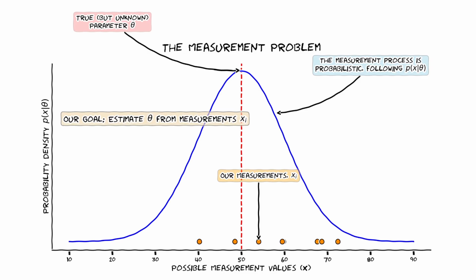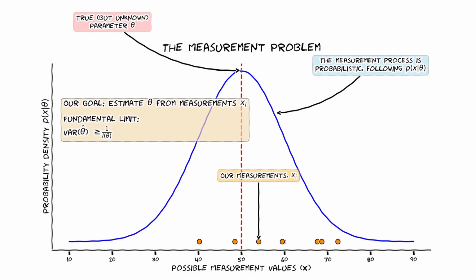So, this is our core task. We have a set of measurements, x, and our goal is to use them to make the best possible guess about the true unknown value of theta that produced them. Crucially, there is a fundamental limit to how good our estimate can be. No matter how clever our analysis is, the uncertainty in our final estimate of theta, its variance, can never be smaller than a certain value.